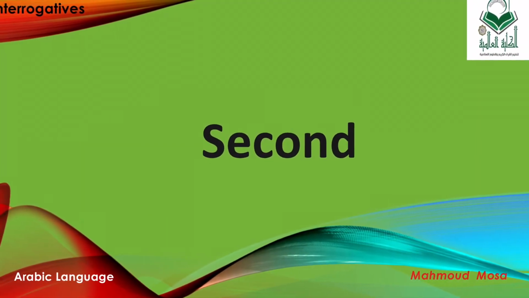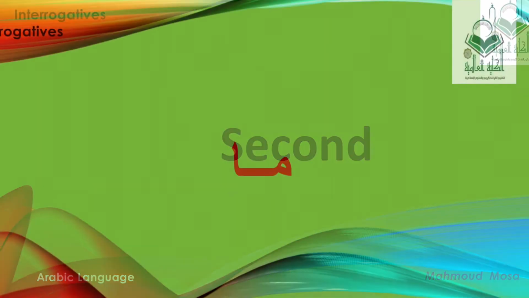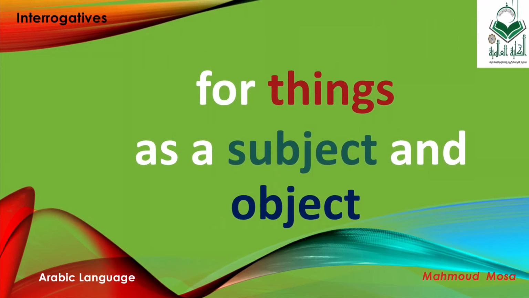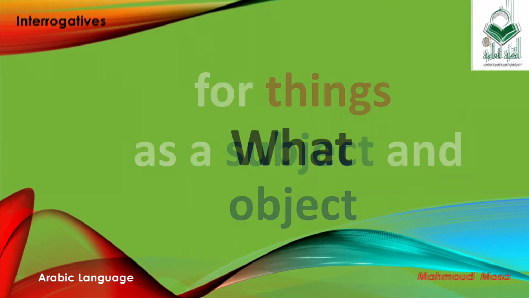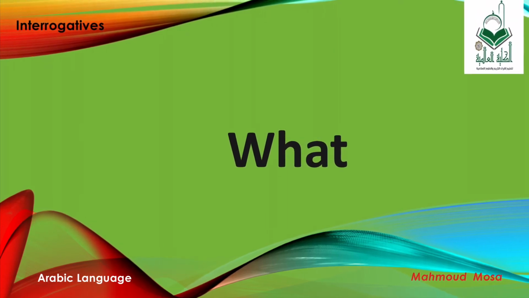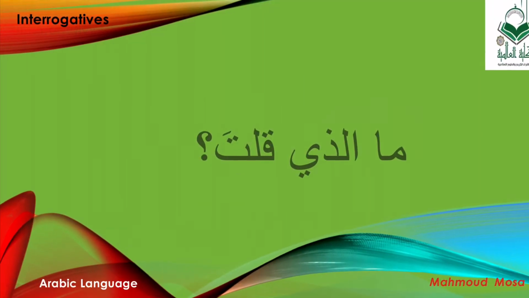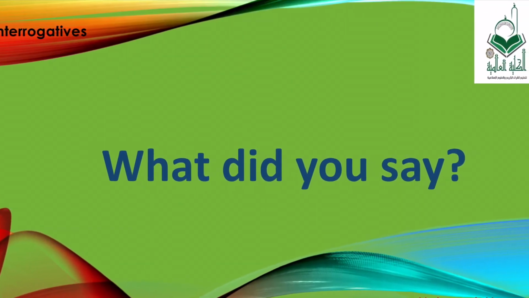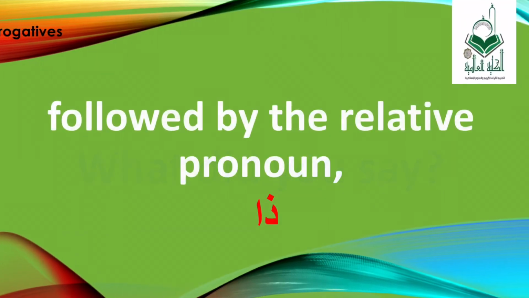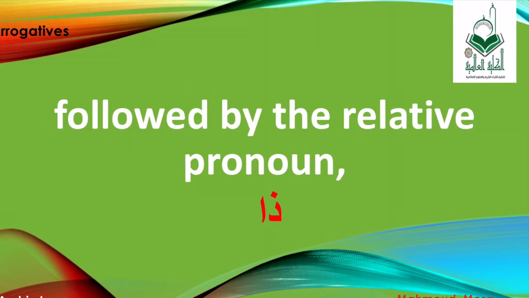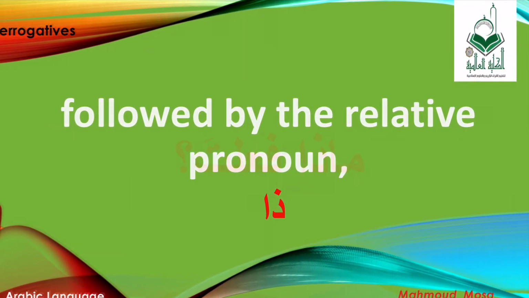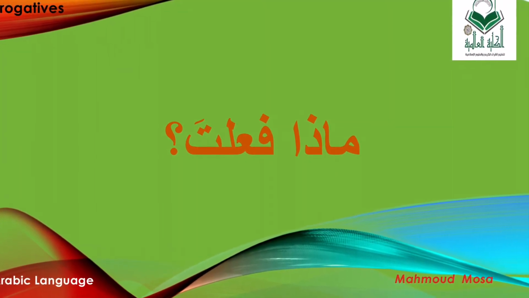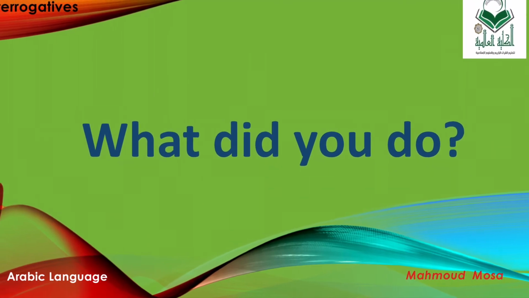The second interrogative is ما. It is used for things as subject and object. It is like what in English. ما الذي قلت؟ What did you say? Usually, it is followed by the relative pronoun the. So we say ماذا فعلت؟ What did you do?